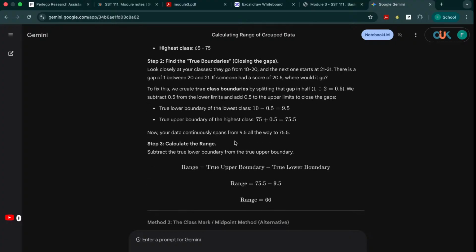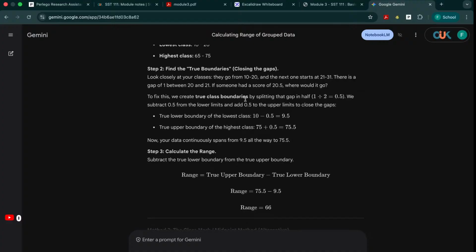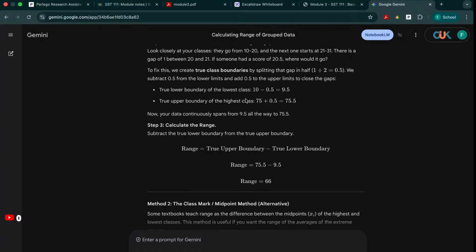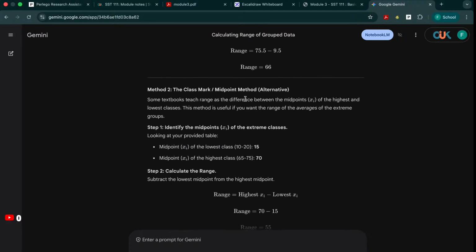So to calculate the absolute number, we have to add 0.5. I forgot to add that.